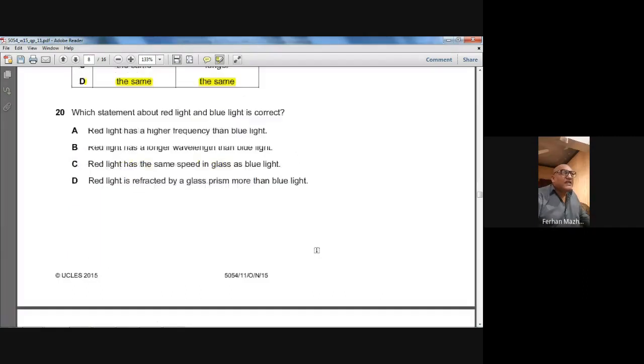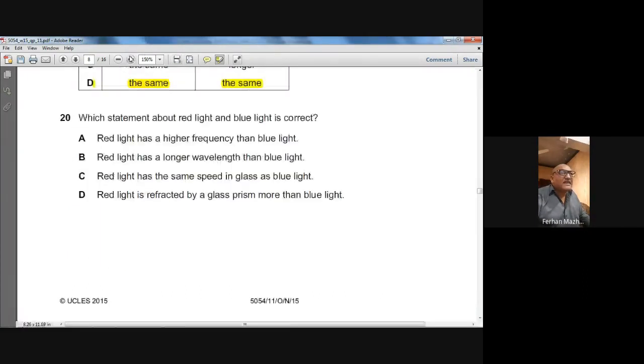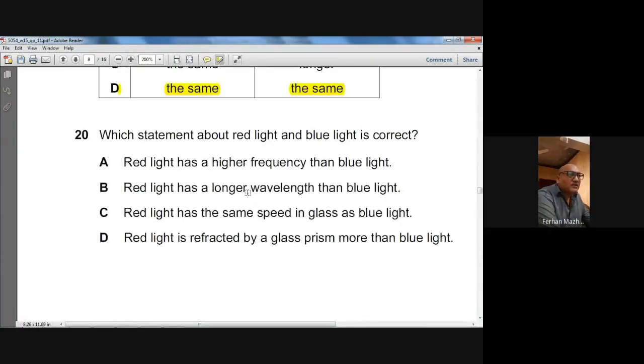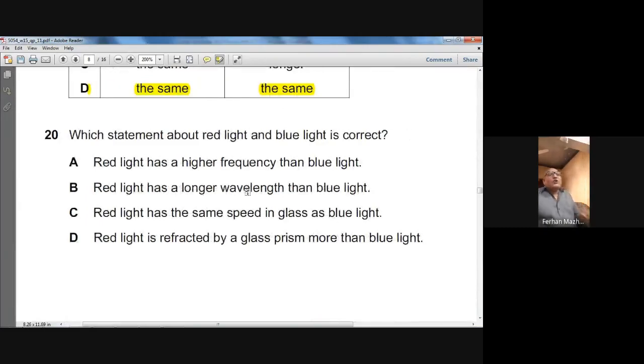Question number 20 is on your screen. Let me increase the size so it becomes more clear. Which statement about the red light and the blue light is correct?